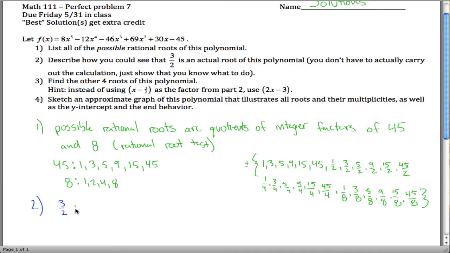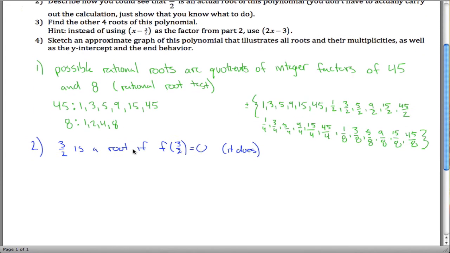3 halves is a root if f of 3 halves equals 0. It does. If you take this polynomial and change all the x's into 3 halves and the thing equals 0, then you have a root. That'll work. I just didn't want you to do this. It seems like a pain to do 3 halves to the 5th power, then multiply that by 8, then subtract 3 halves to the 4th power, multiplied by 12, etc. So that's how you do it. I think that's all you got to write there.